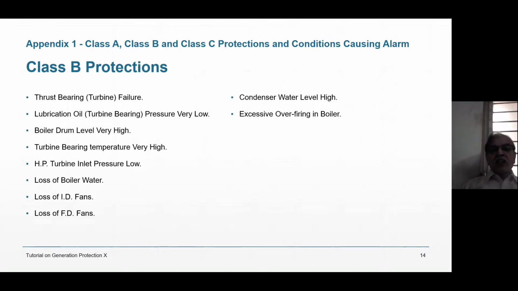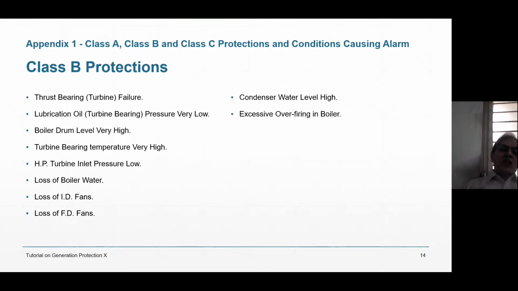Turbine bearing temperature very high. Turbine bearing temperature, if high, then alarm. Very high means class B protection. HP turbine inlet pressure low. HP turbine inlet pressure should be 140 kg per centimeter square, 120 kg per centimeter square, whatever is the design pressure. If it is low, then class B protection.